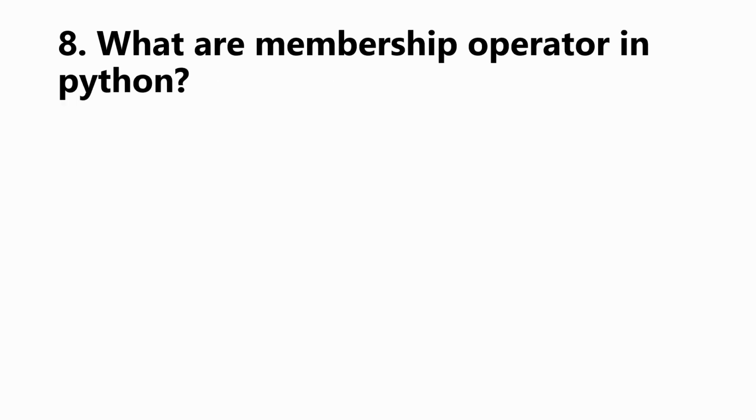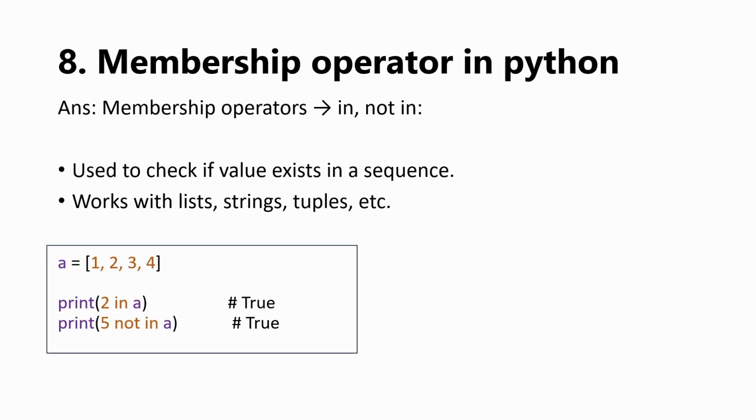Next question is what are membership operators in Python? And the answer for this question is membership operators in Python are used to check whether a value exists in a sequence like a list, string or tuple. The in operator returns true if the value is present and not in returns true if the value is not present. For example, if 2 is inside a list, 2 in list will return true.